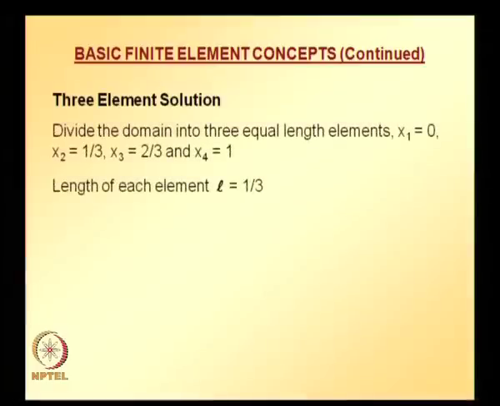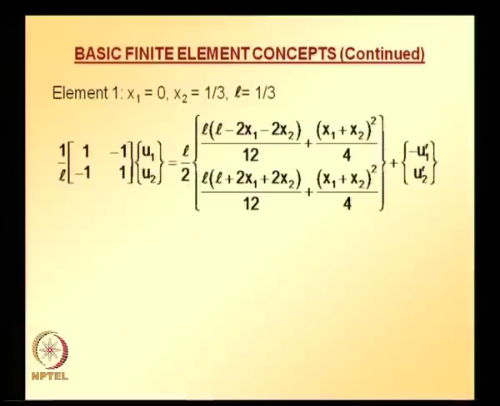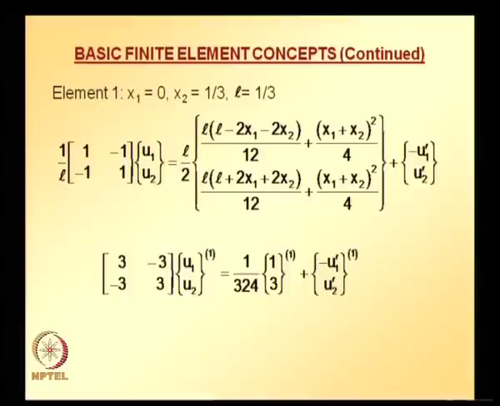The solution domain 0 to 1 is discretized using 3 elements: node 1 at x is equal to 0, node 2 at x is equal to 1 over 3, node 3 at x is equal to 2 over 3, node 4 at x is equal to 1, and the length of each element is L over 3. Again superscripts are used to indicate the element numbers. So for element 1 these are the spatial coordinates and the length of the element. Substitute all this information into the typical equation system, you get this one, and substituting you get this. Superscript indicates element number.